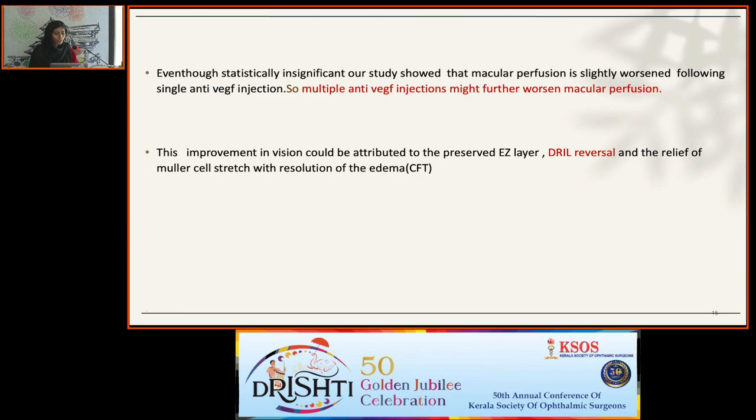And this improvement in vision could be attributed to the preserved ellipsoid layer and better regaining of inner retinal anatomy due to reversal of disorganization of retinal inner layers and the relief of Müller cell stretch with resolution of the edema. This also signifies that the regain in best corrected visual acuity is not related to the foveal avascular zone perfusion status.